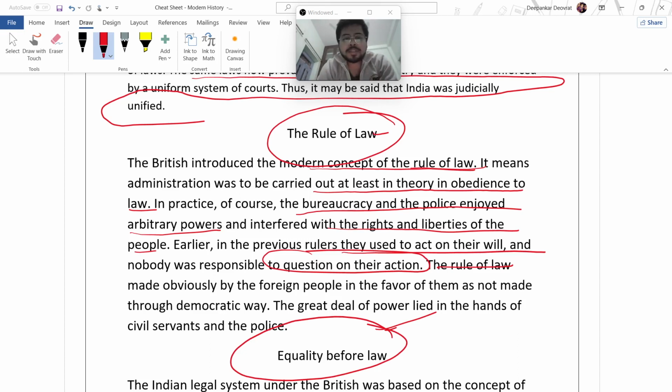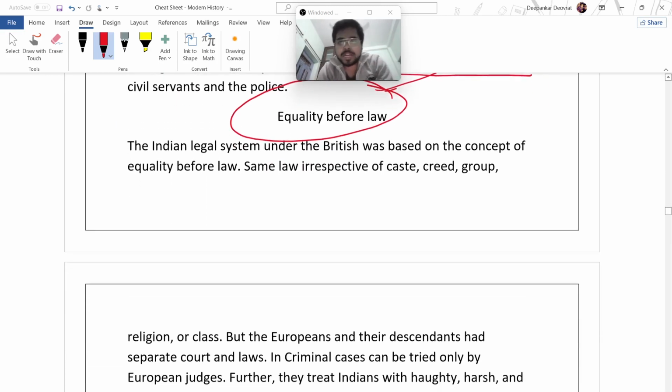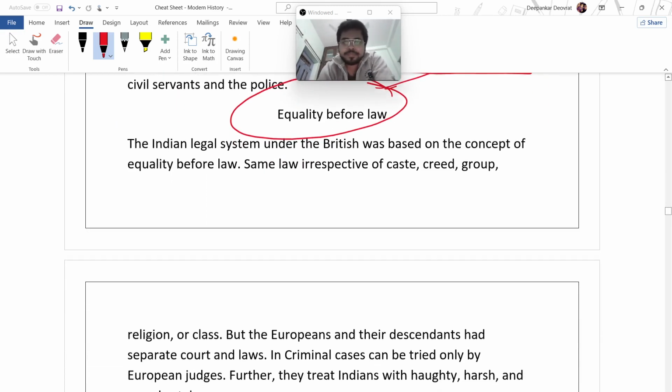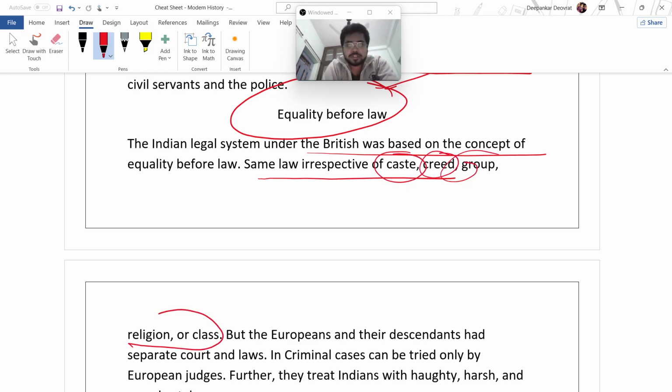The rule of law was obviously made by the foreign people in their own favor, not through democratic leeway. For that period, a great deal of power lay in the hands of civil servants and the police. Equality before law means everyone is equal before the law, irrespective of any discrimination. But that was not being followed at that time. Today it is followed. It is present in our fundamental rights. The Indian legal system under the British was based on the concept of equality before law: the same law, irrespective of caste, creed, group, religion, or class, would be followed.